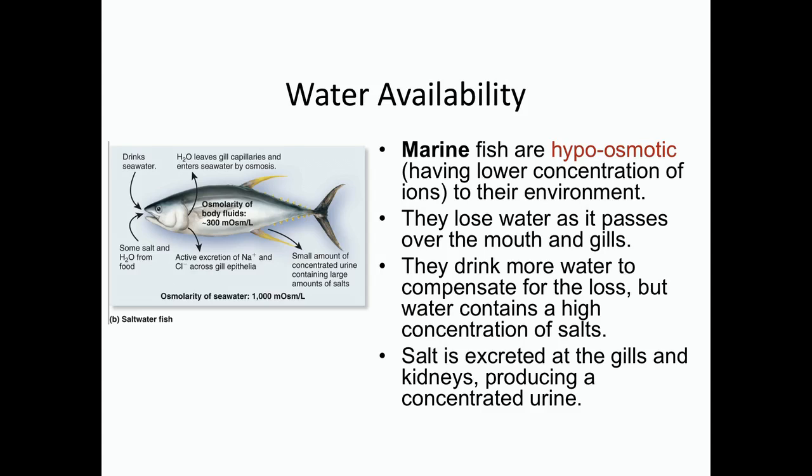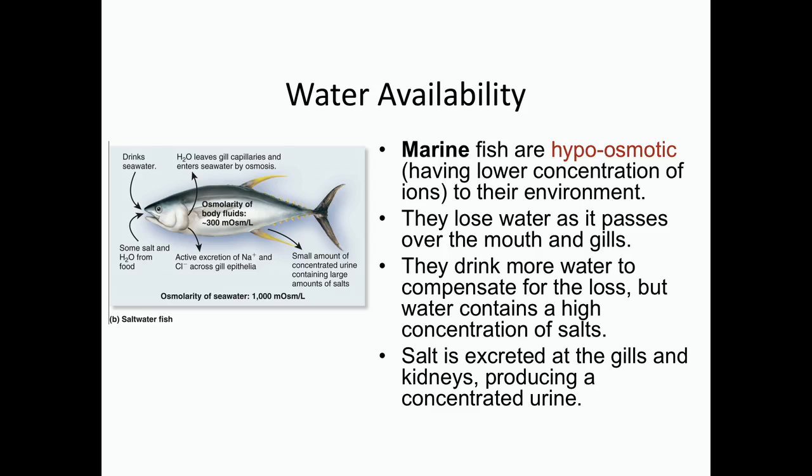So marine fish tend to be hypoosmotic, so they have a lower concentration than the environment they're in. They're in salt water. So they're actually losing their body water to their environment as they swim around. So what they're going to have to do is actually drink water. So they're constantly drinking water, but that water, again, contains salts in it, and those can be harmful to their metabolic processes. So they're going to have to excrete some of those salts back out into the ocean. So they have mechanisms by which they can excrete excess salts, but they are constantly drinking seawater.